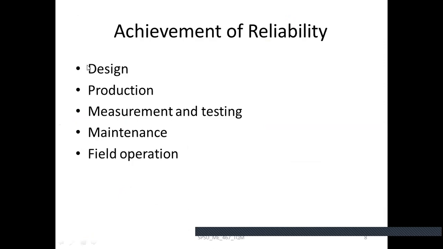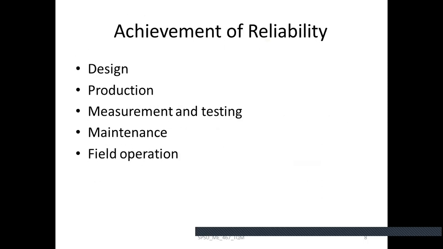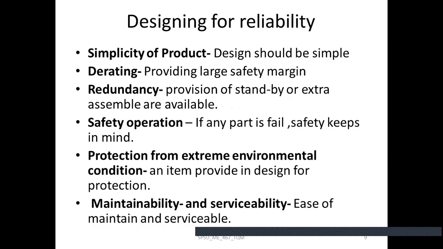So these are the factors on which the achievements of the reliability depend: design, production, measurement and testing, maintenance, field operation. So the design is a very important aspect of the reliability. There are five effective areas of the achievement, as we saw in the previous slides. One of the important factors is the design, the designing of the reliability.